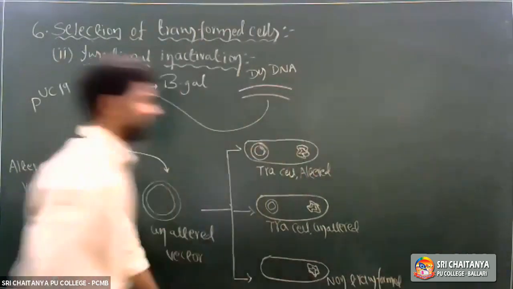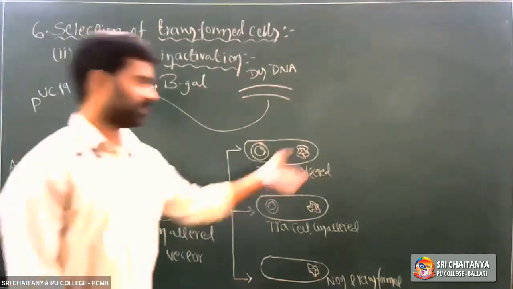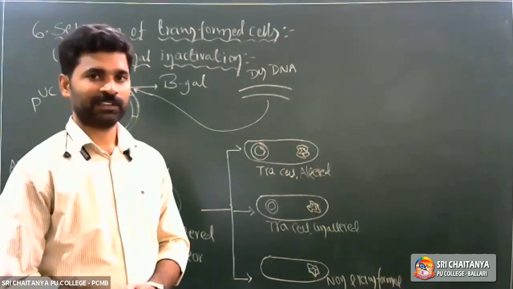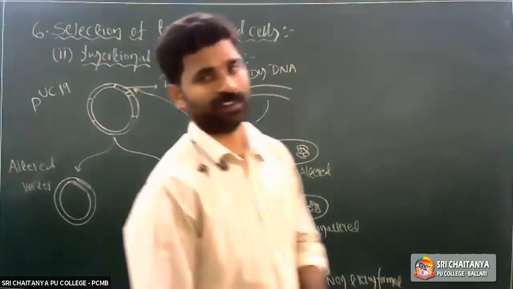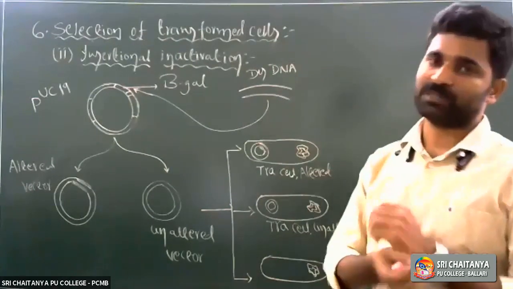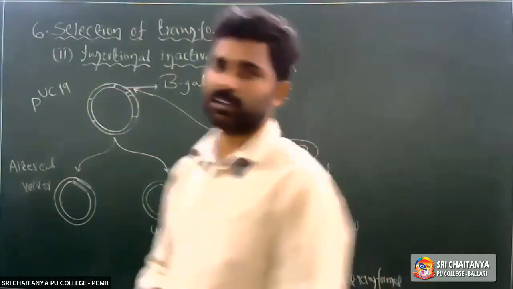As usual, the three types of bacterial cells are again transferred to the ampicillin medium. But how will we select recombinant cells from the non-recombinant cells in this insertional inactivation method? We'll see in detail in the next class.